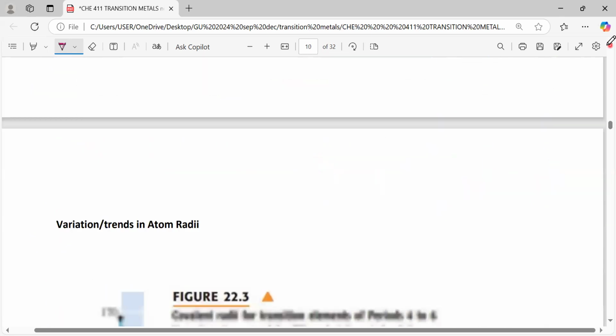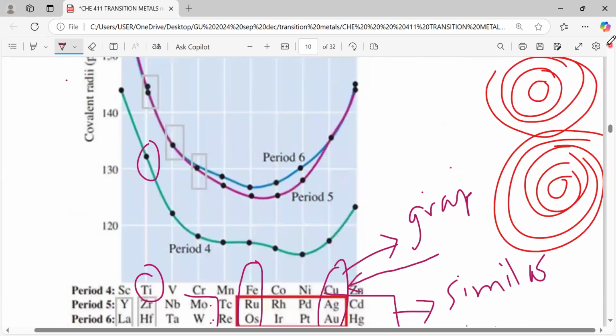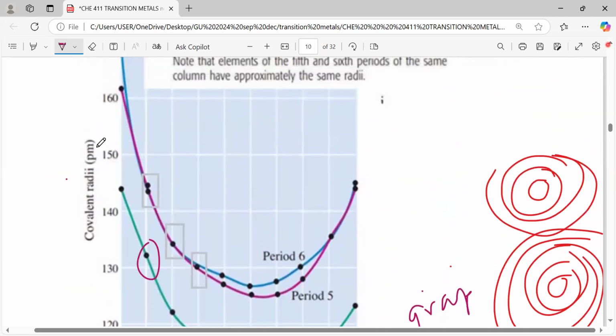So the dip we are seeing here, we are actually seeing a dip here. Just look at this. So we have this trend. It's dropping, the radius is decreasing, decreasing, decreasing. Okay, so how do you explain that decrease? It's because of the increase in effective nuclear charge. Why? Because you are adding electrons to the same energy level.